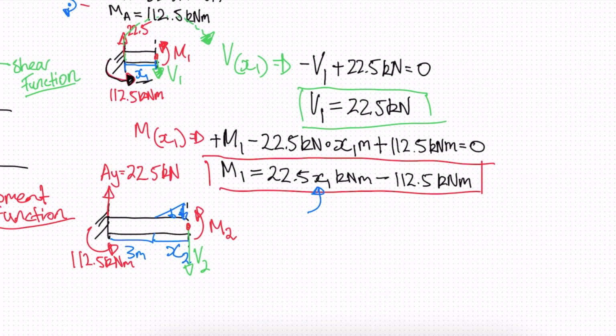All right, so let's find our shear. So our shear is a function of x2. All right, so we have our negative V2 acting down. So we can just write negative V2. We have our positive AY, plus 22.5 kilonewtons. And then we have this triangular load.